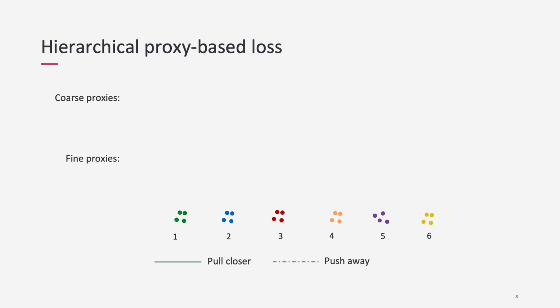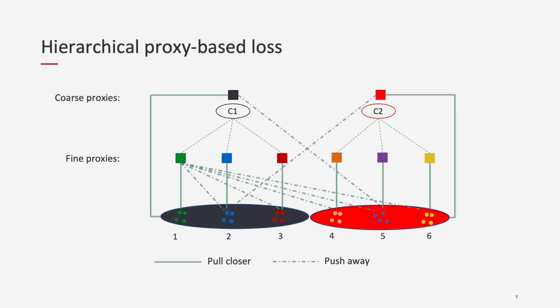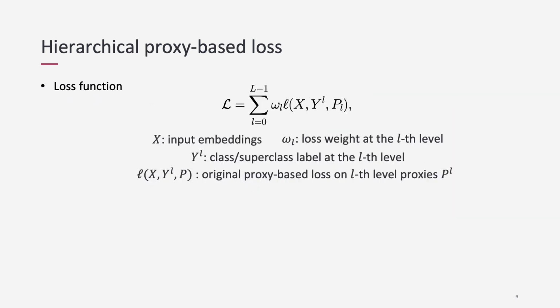To illustrate, let's consider a simple two-level hierarchy. Suppose we are given a dataset of 6 classes. Like traditional proxy-based methods, we first create a fine proxy for each class, and try to pull samples close to their proxies and push the samples away from the proxies of a different class. For the coarse proxies, we perform a similar procedure. Finally, our hierarchical proxy-based loss is a weighted combination of the traditional proxy-based loss at every level of the hierarchy, and it can work with any existing proxy-based loss.